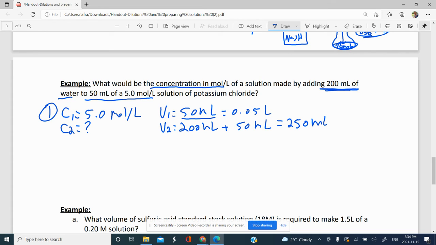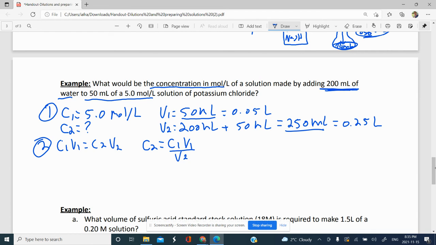In other words, this is a question that's very similar to previous questions with finding C2. It's just that you had to figure out that your final volume was not 200, it was 250, because you're adding 200 mils of water to 50 mils of a solution that already exists. So it's 250, and you can just write it as 0.25 liters. So now we can write our C1 V1 is equal to C2 V2 and rearrange to get that C2 is equal to C1 V1 over V2.